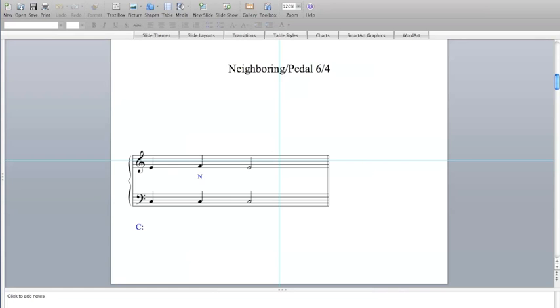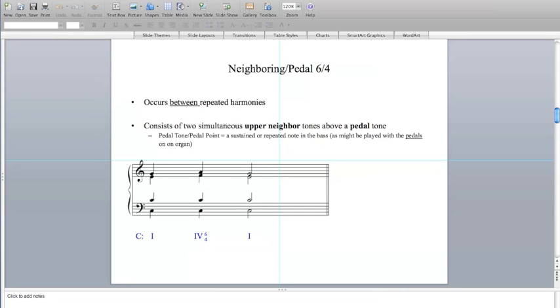Neighboring or pedal 6/4. Here's a repeated C in the bass line. I have a line with a neighbor tone up above it. Upper neighbor goes up and goes back down again. Say I stack another line on top of that. Now I have a chord progression. If I want to make this a 4-voice progression, I can just double the bass line like this.